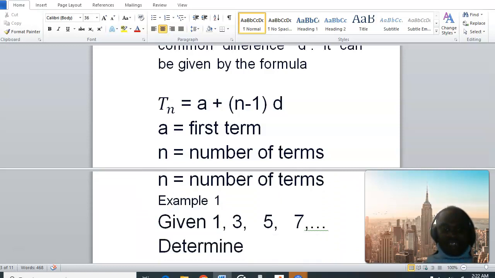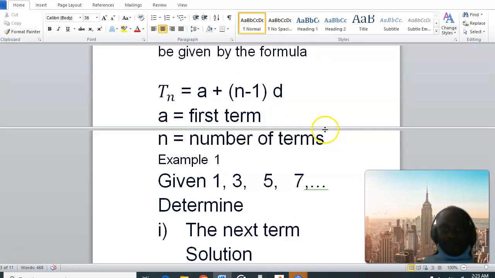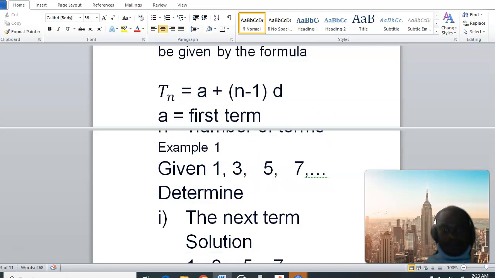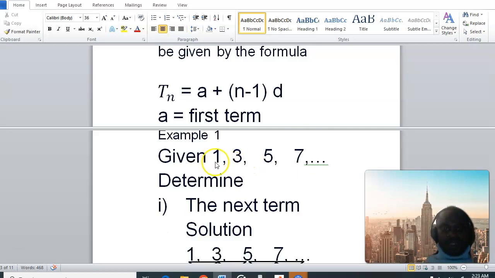I want us to look at an example. I'm leaving this formula at the top so that we make use of it. We are interested in this formula. Now you have this question. The question says, given this sequence 1, 3, 5, and 7, determine the next term.